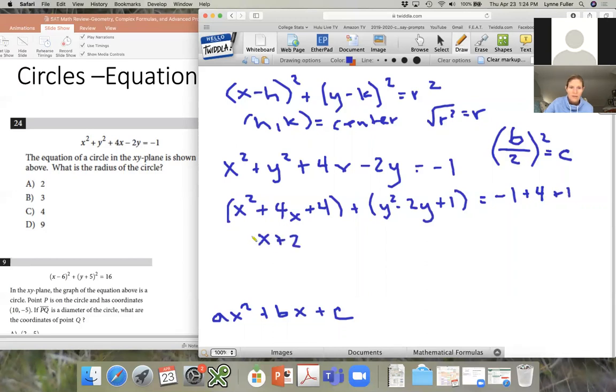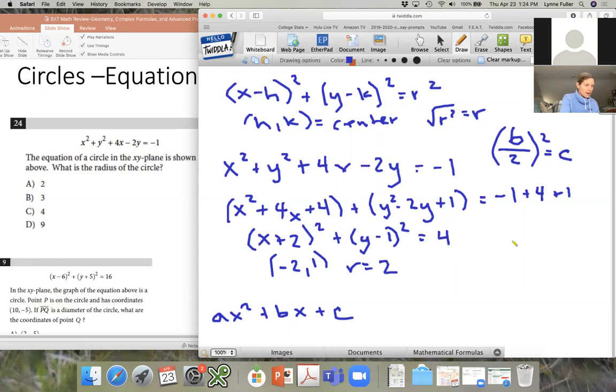So x plus 2, quantity squared, plus y minus 1, quantity squared, equals 4. So the center of my circle is opposite sides of what's in the factors. So it'd be -2, 1, and my radius would be the square root of this number, which is 2. So that's the way to complete the square.